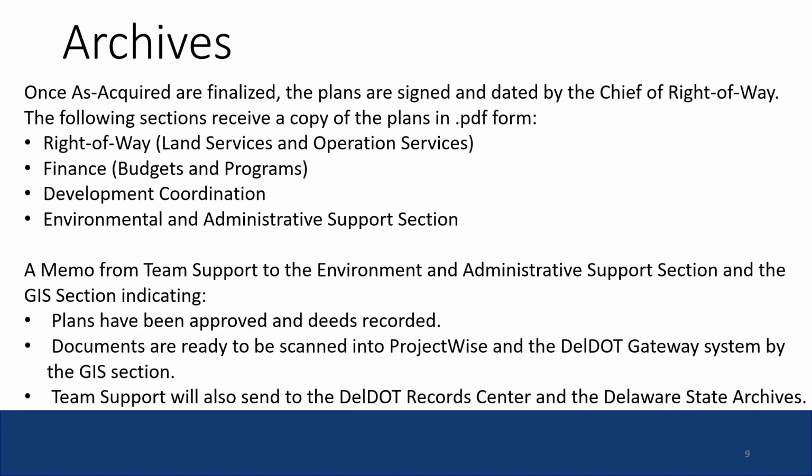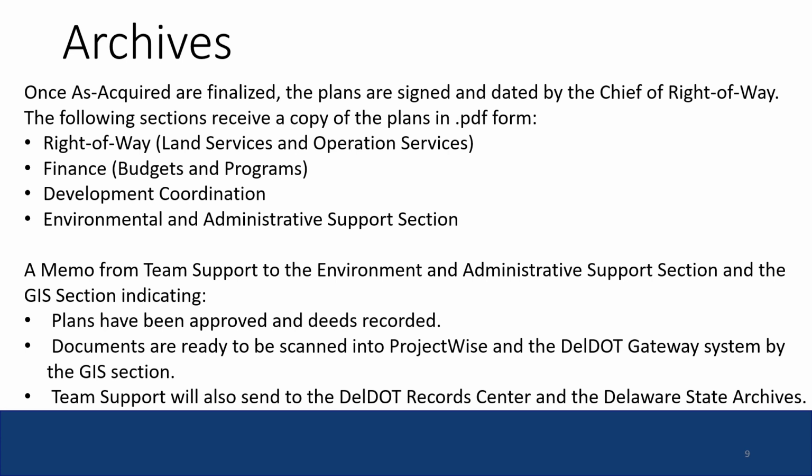Once as-acquired plans are finalized, the plans are signed and dated by the Chief of Right-of-Way. The following sections receive a copy of the plans in PDF form: Right-of-Way, Land Services and Operation Services, Finance, Budgets and Programs, Development Coordination, and the Environmental and Administrative Support section.